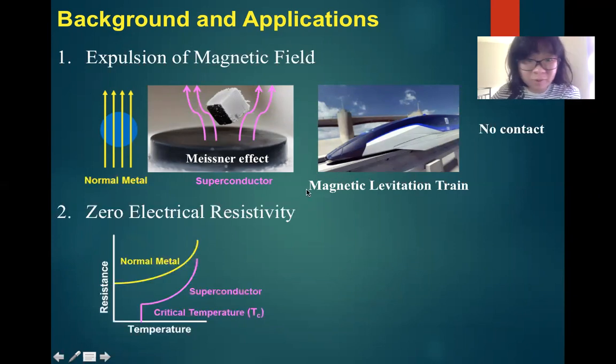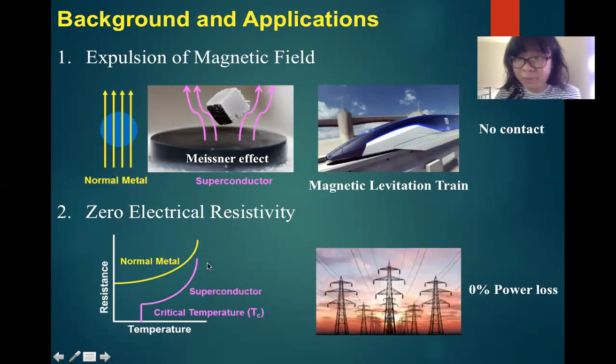And another unique property is zero electrical resistivity. Similarly, if we cool the superconductor below its critical temperature, the resistance will be gone. And if we can use the superconducting material to transfer electricity, we can get zero power loss.